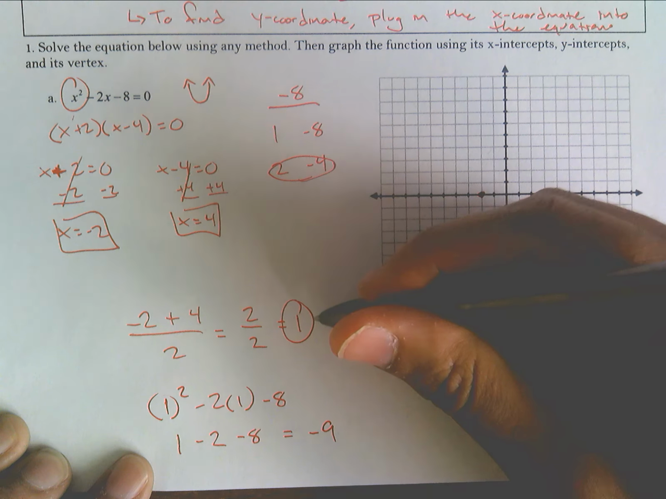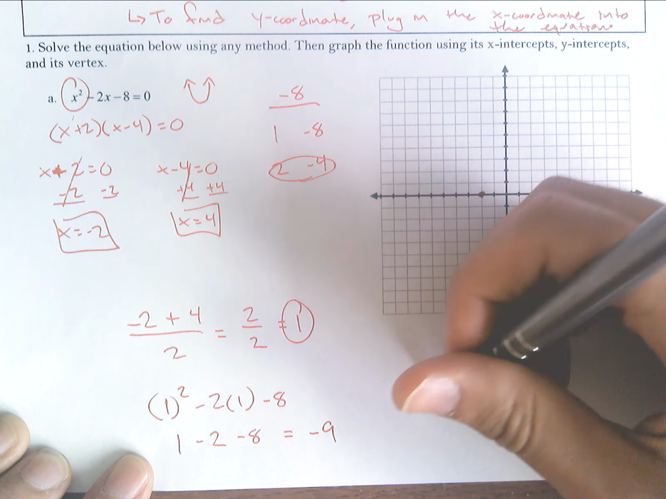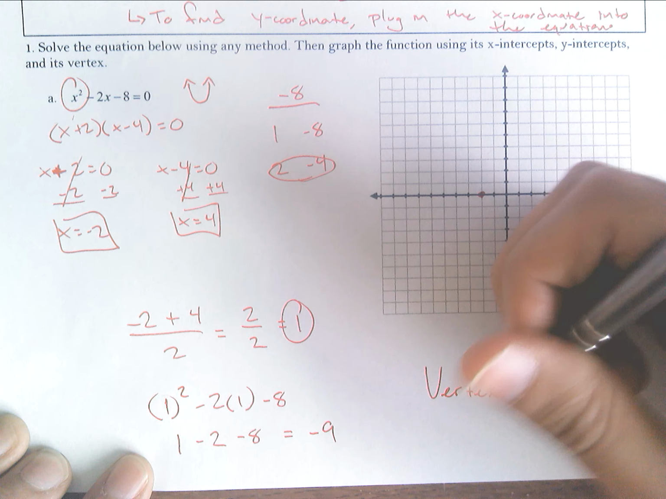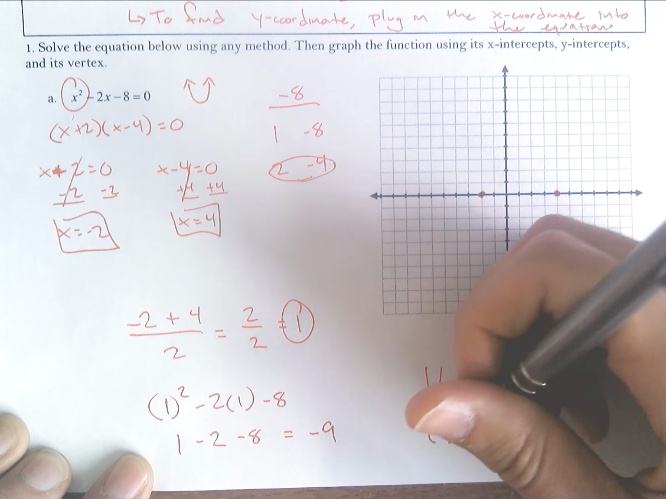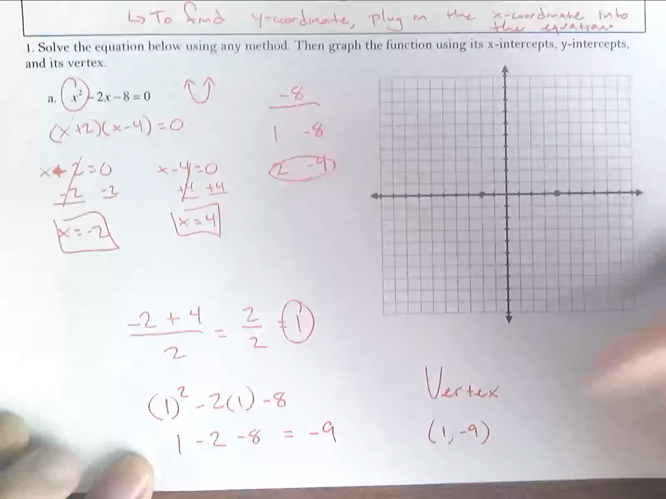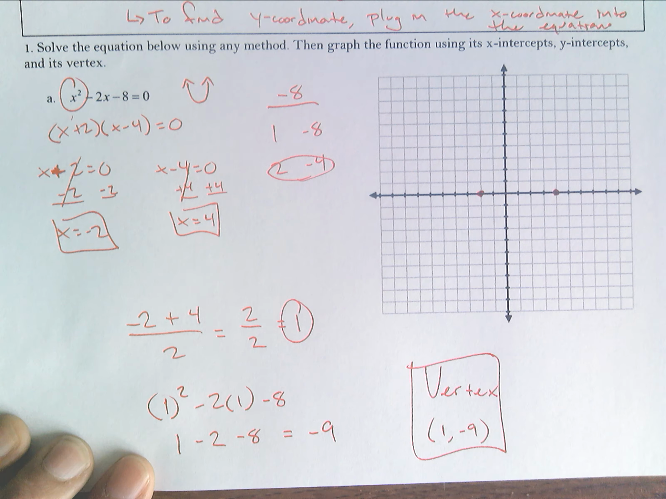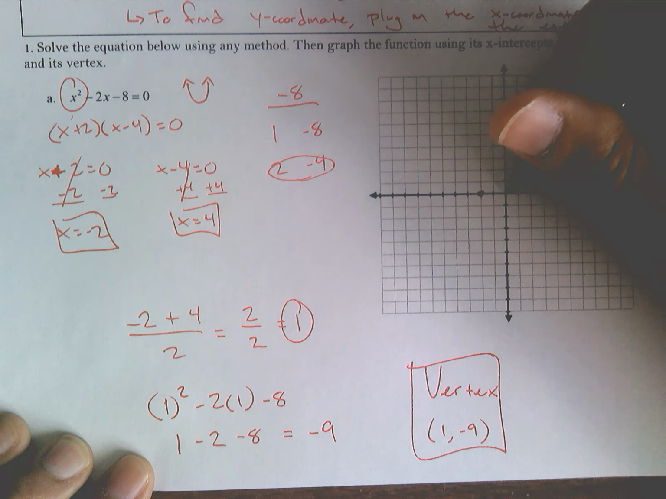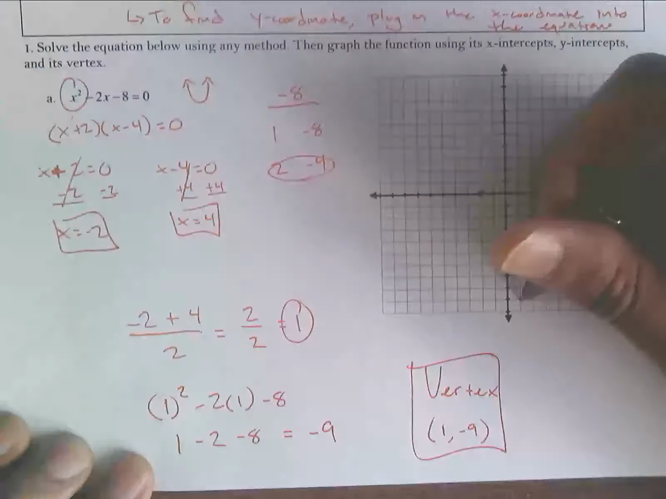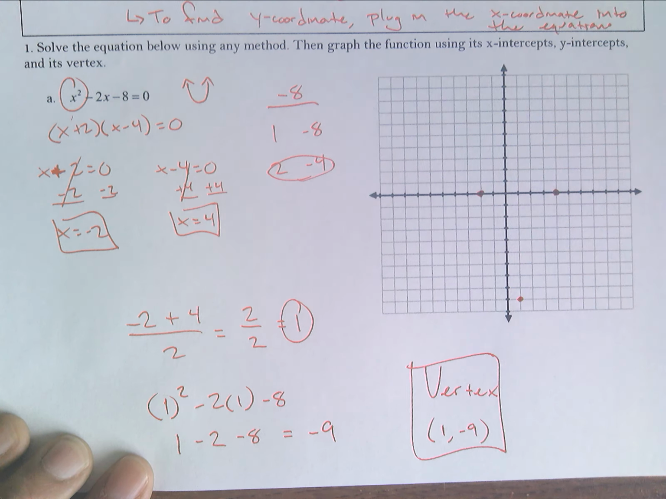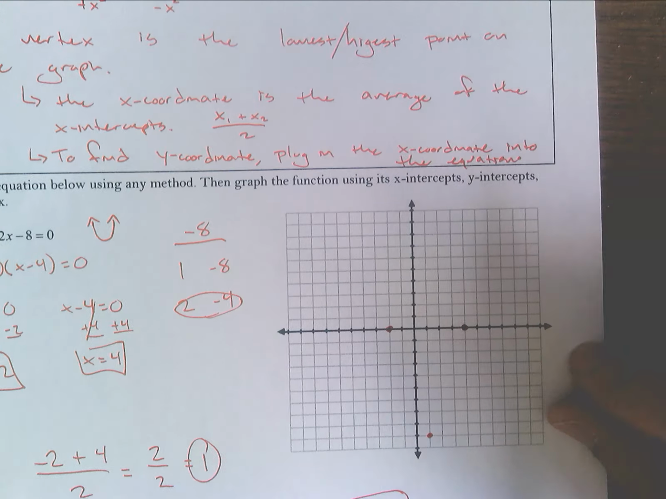So we've got an x-coordinate and a y-coordinate. So we can conclude that our vertex is at the coordinate 1, -9. Remember, this is in the form x, y. So the vertex is at 1, -9. So let's go ahead and plot that as well. So we count right 1 and down 9. This is our vertex.